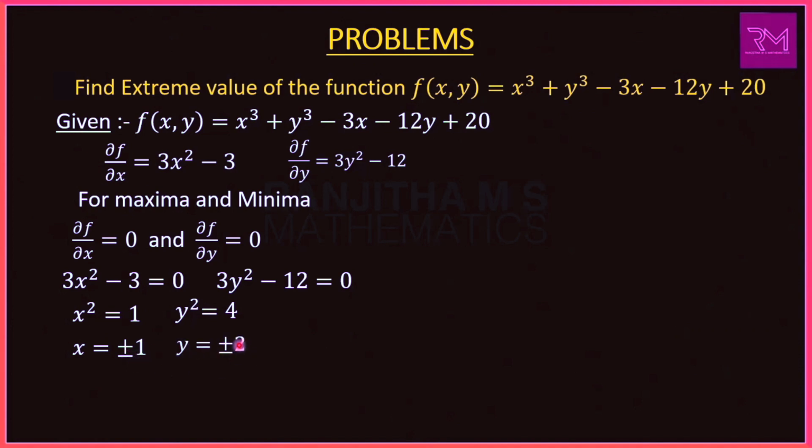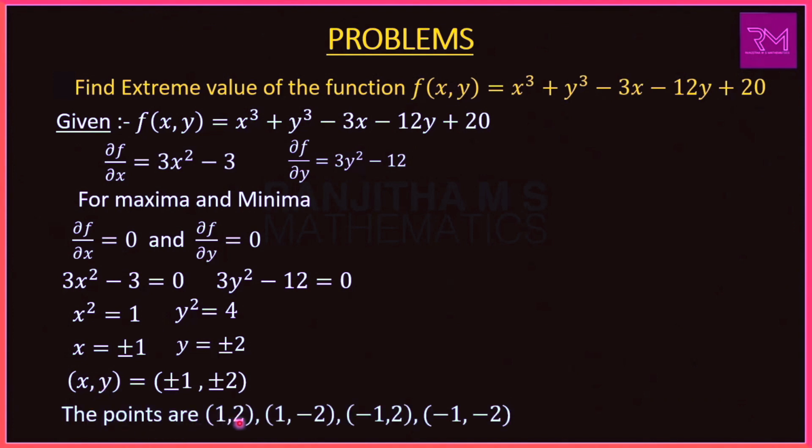Hence we get the point of intersection as x equal to plus or minus 1 and y equal to plus or minus 2. So the points x comma y are plus or minus 1 comma plus or minus 2. Hence we get the points as 1 comma 2, 1 comma minus 2, minus 1 comma 2, and minus 1 comma minus 2. These are all the points obtained after equating del f by del x to 0 and del f by del y to 0.